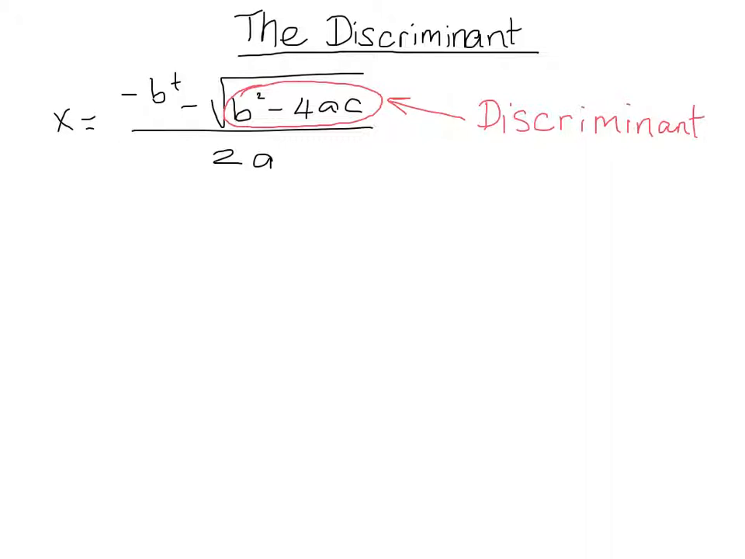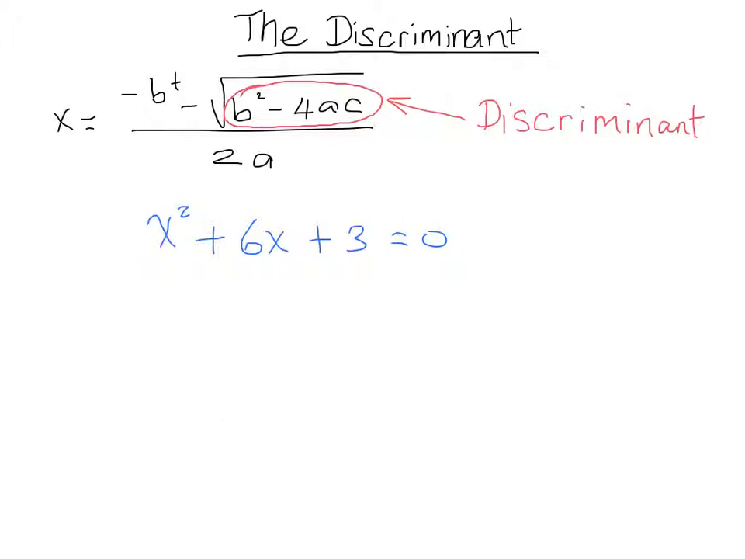All right, so let us say that we have an equation, and our equation is x squared plus 6x plus 3 equals 0. So we're going to look at the discriminant of this equation and what it tells us and why it's useful.